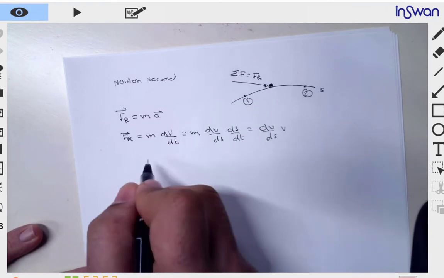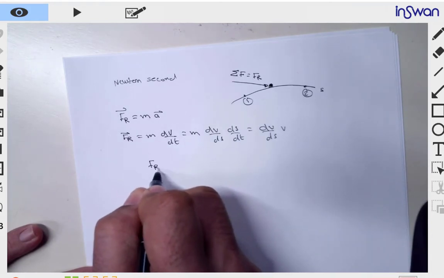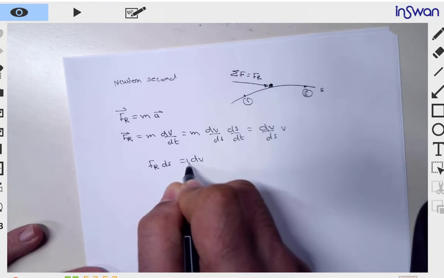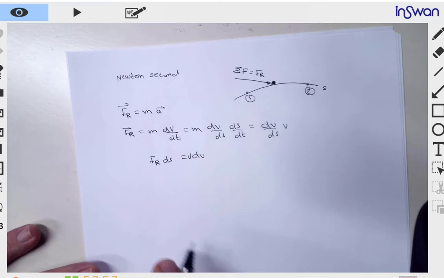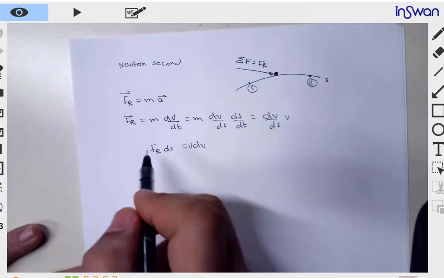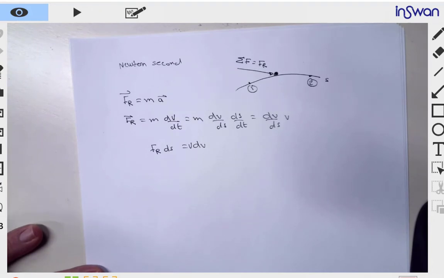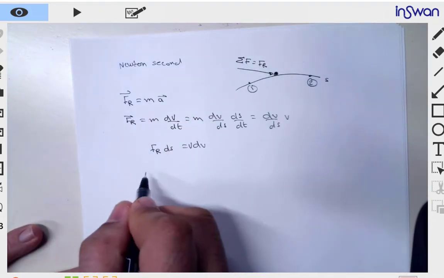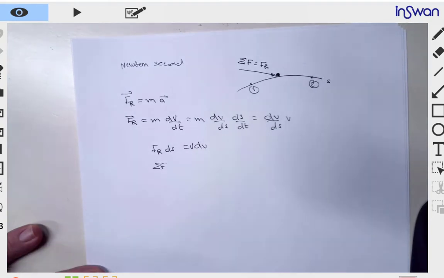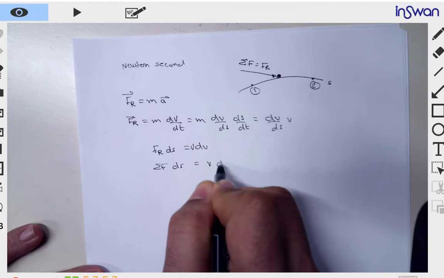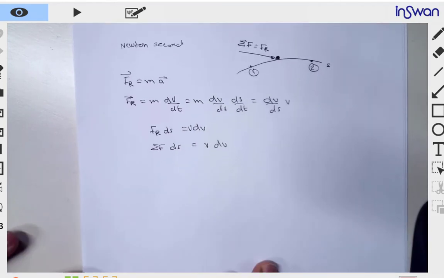So I can rewrite this rearranged, where we put the v and dv on one side and ds and Fr on the other side. Fr is the same as the summation of forces, so for completeness I'm going to write it this way, dv.